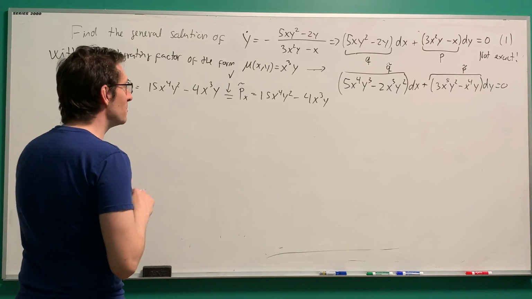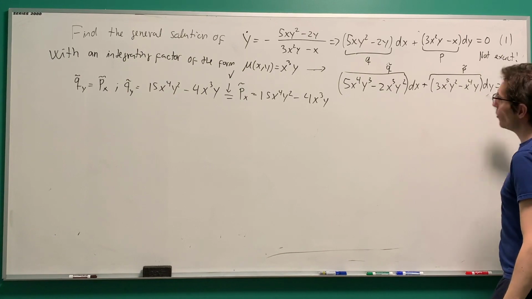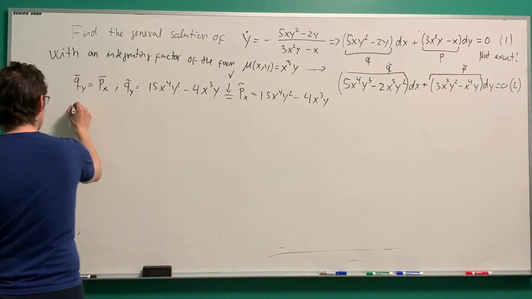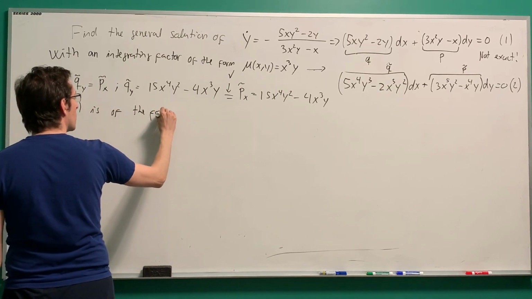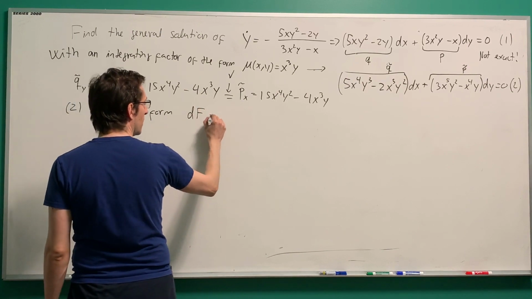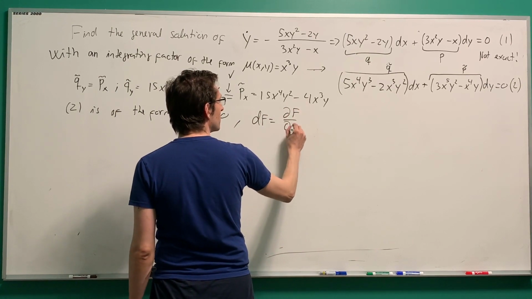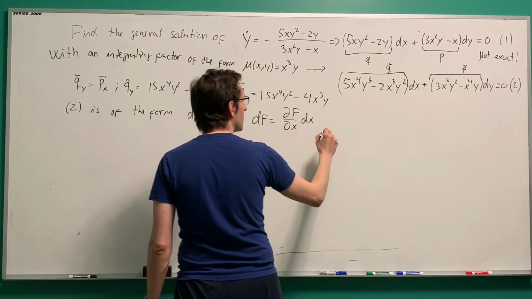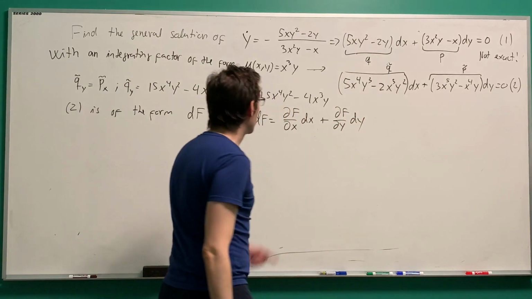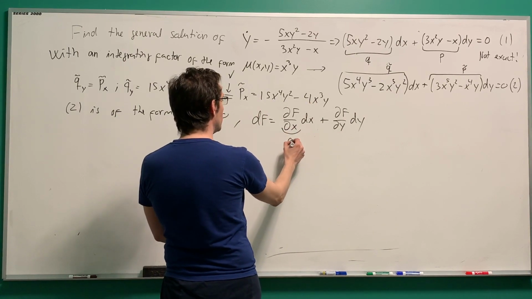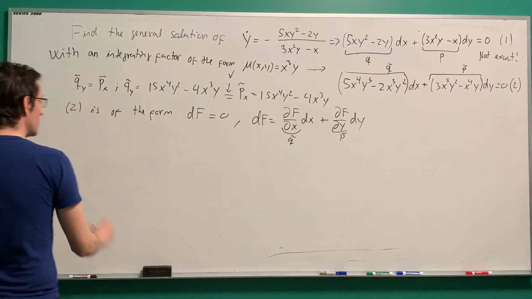All right, let's solve the equation. Because now that it's exact, we know that equation 2, let's call this one 2, is of the form df equals 0, where remember that df is partial f partial x dx plus partial f partial y dy. All right, nice. So this thing is going to be our Q tilde, and this thing is going to be our P tilde. All right. So we just write the equations here.